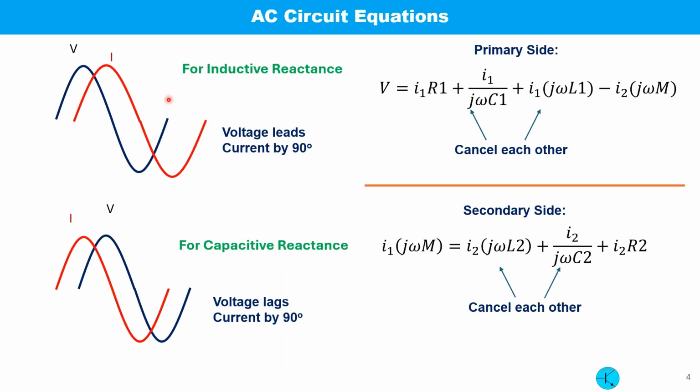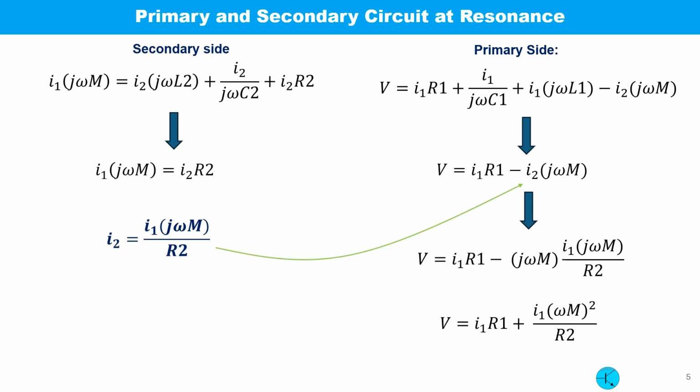When AC voltage is applied across an inductor, voltage leads the current by 90 degrees, and for a capacitor the opposite thing happens. Voltage lags the current by 90 degrees. So at resonance, both on the primary and the secondary side, the capacitive reactance and inductive reactance cancel each other. Now the equations become simplified at resonance.